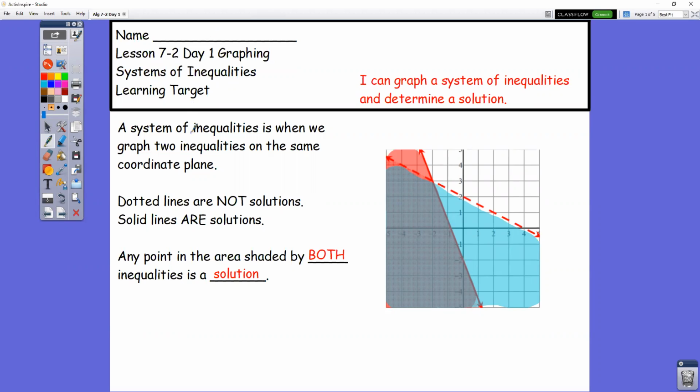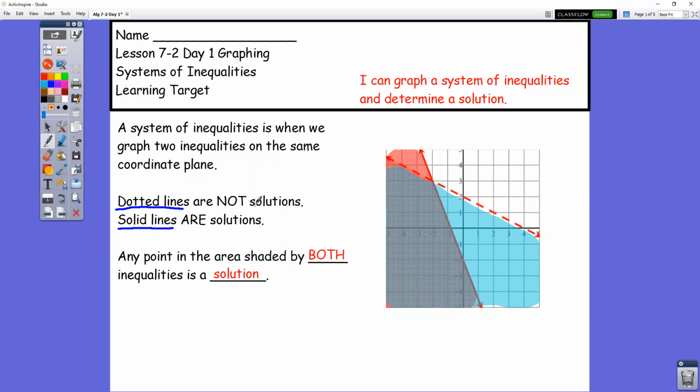Now, it's very important that you pay attention to whether you have a dotted line or a solid line. When you go to graph the double shaded area, points on a dotted line are not solutions. They cannot be included in the solution because dotted lines don't include the dots on that line. However, solid lines are solutions. Any point that's on the solid line is included in the solution.